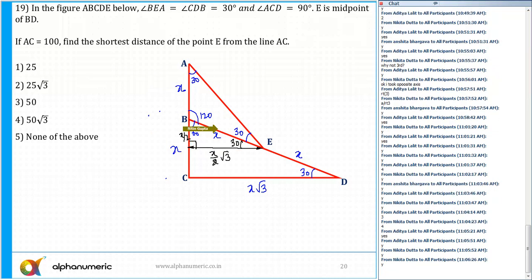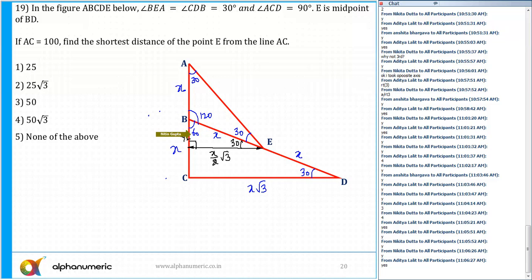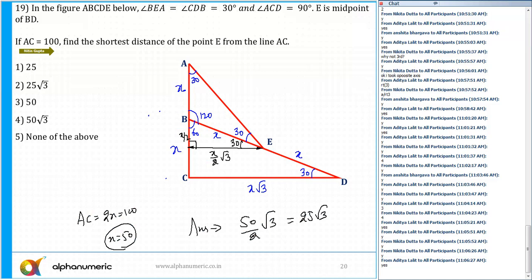Opposite to 90, B is equal to X. Opposite to 30, X by 2. Opposite to 60, X by 2 root 3. And AC is equal to 100. And what is the length of AC? AC is equal to 2X, which is 100. So X is 50. So the answer is 50 by 2 root 3. X by 2 root 3, that is 50 by 2 root 3, which is equal to 25 root 3. So the correct answer is option 2.